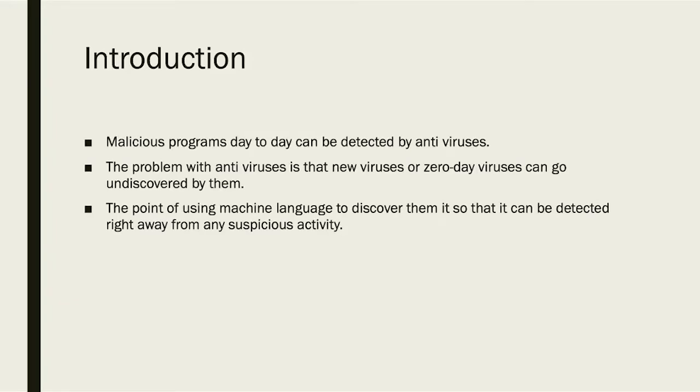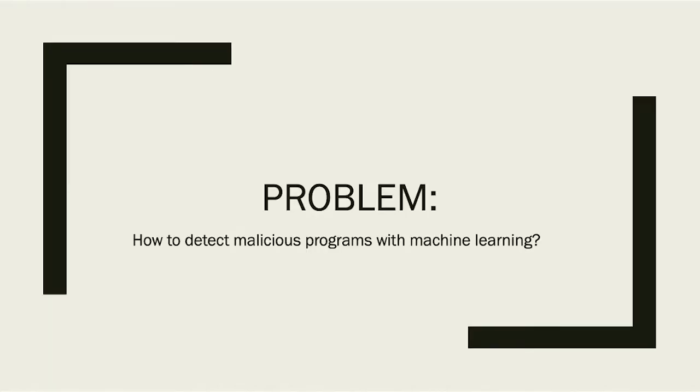In the introduction, malicious programs day to day can be detected by antiviruses. The problem with antiviruses is that new viruses, or silly viruses, can go undiscovered by them. The point of using machine learning is to discover them so they can be detected right away from any suspicious activity. The problem I have is how to detect malicious programs with machine learning.